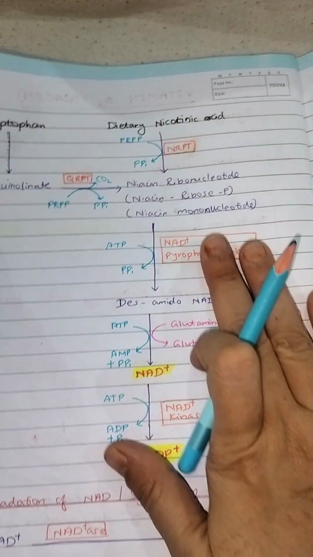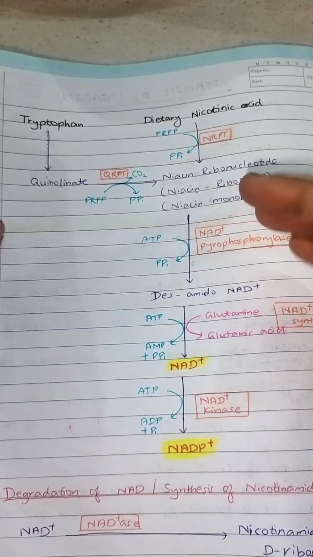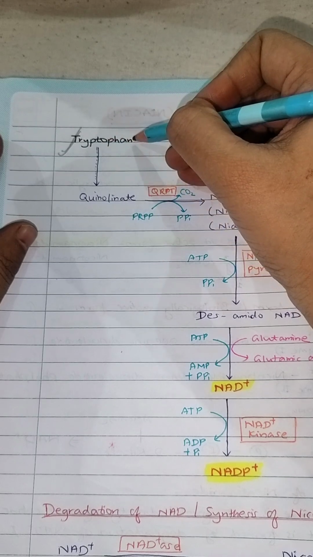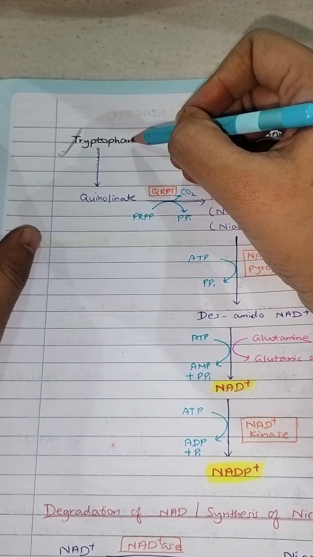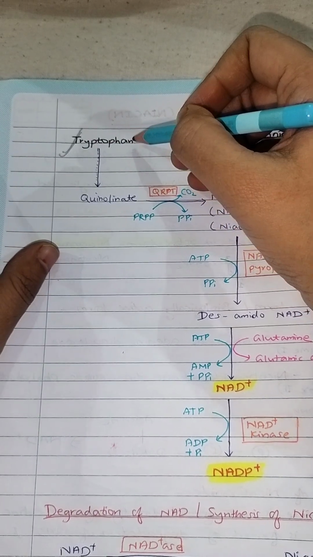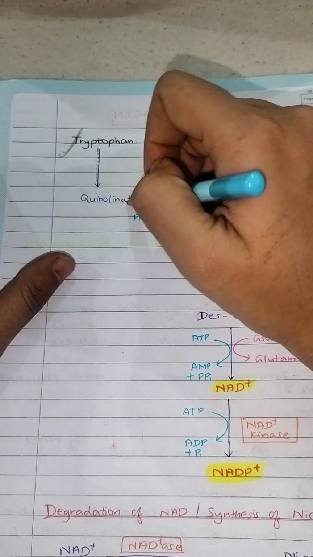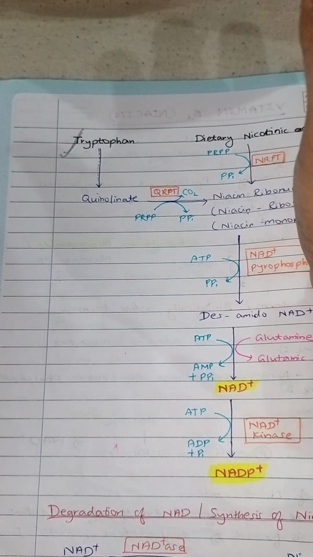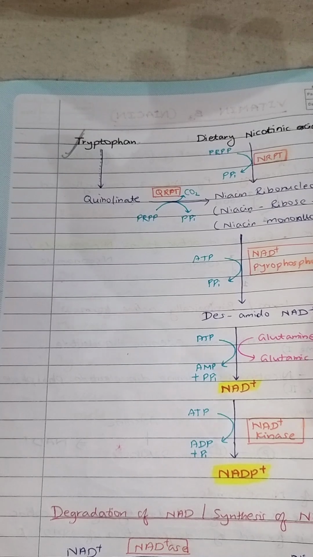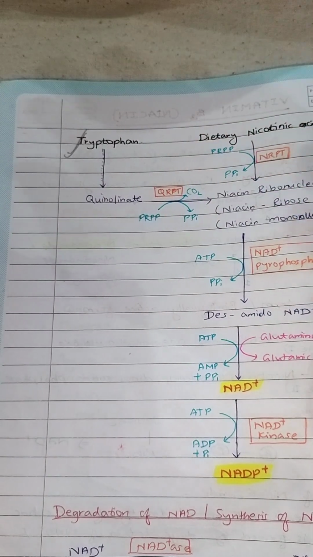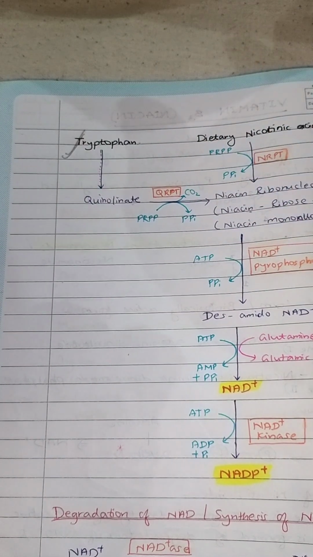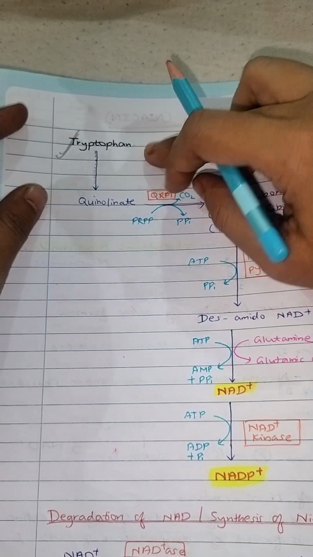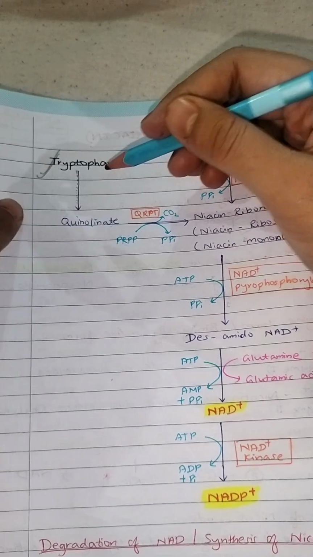This is also not very important for MBBS students. You have to remember one very important thing, that is tryptophan. 60 milligram of tryptophan is required for the synthesis of 1 milligram of niacin. So we can say that it is not a complete or true vitamin, because our body can synthesize this particular vitamin from another essential amino acid, that is tryptophan.